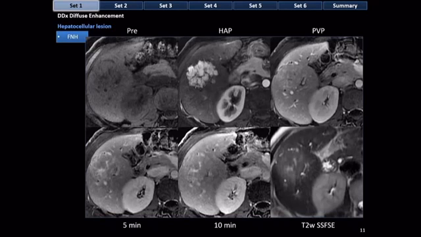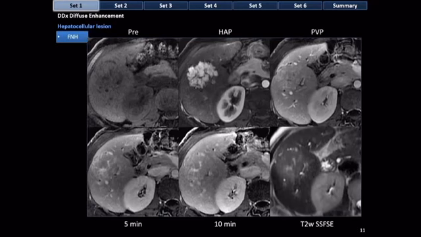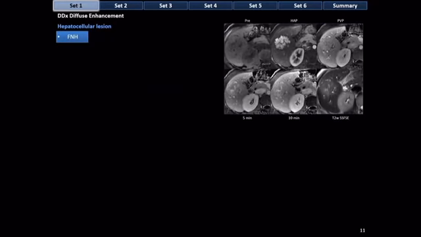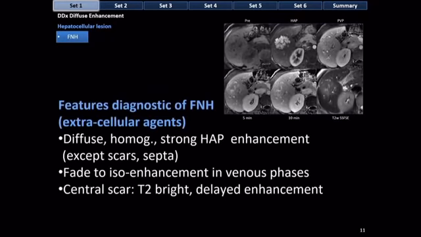And it's that wateriness that also causes the so-called scar to look bright on a T2 weighted image. So if you see this combination of findings, you can come down very hard on focal nodular hyperplasia. This patient does not need to come back for additional imaging in the absence of symptoms or other clinical concern. So in summary, these are the findings that we just went over.